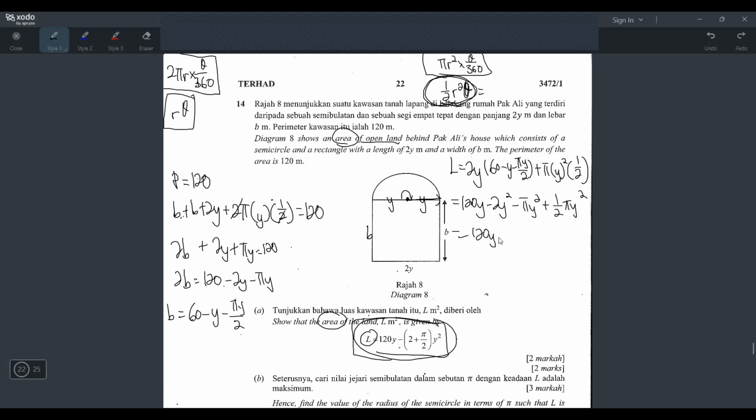So I will write 120y minus 2y squared. For this one you can use the calculator. You just press negative 1 plus 1 over 2. So what do you get? My calculator gives me negative 1 over 2. But don't forget to write pi y squared at the back.